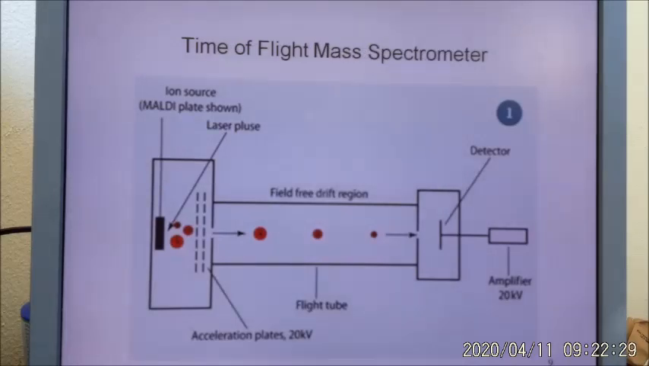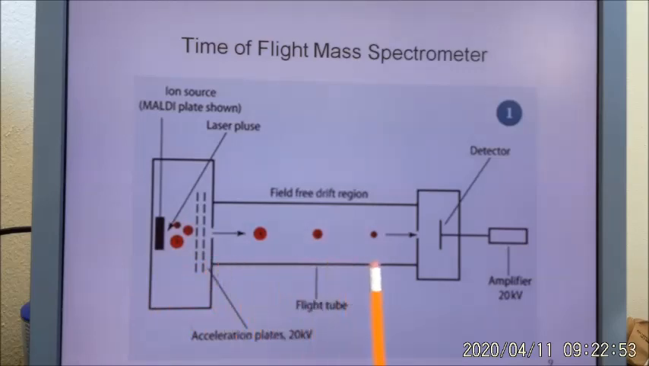Okay, time of flight. This doesn't really have an upper limit on our mass to charge ratio. Here I have a MALDI plate, so I have a solid matrix. I use a laser pulse, and what happens is it desorbs. That's desorption ionization. So some of those compounds on the surface will actually ionize, come off the surface, and get accelerated.